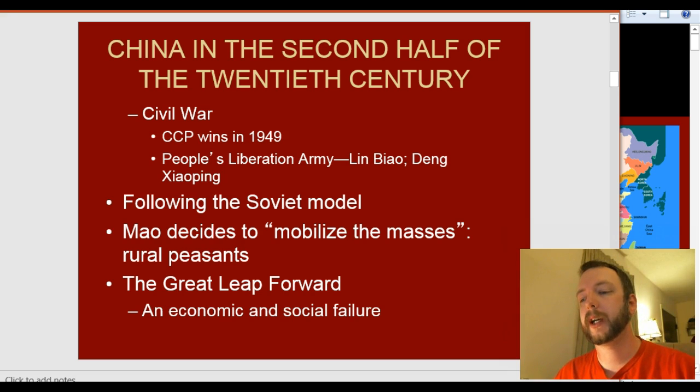But in 1949, so by 1949, the Communist Party does win. And if you had told people at the end of the Civil War, nobody would have believed it. The U.S. and the Soviet Union had supported the nationalists. So there's this long period of uncertainty in China, but it does end with the Communist Party winning.